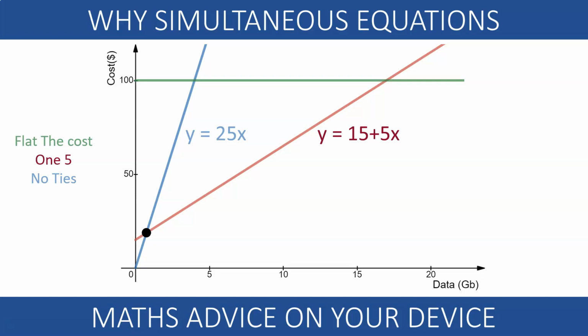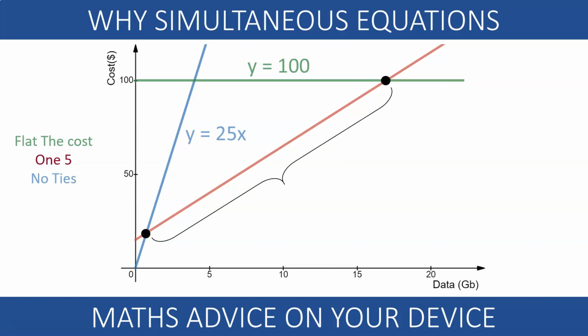The blue and the red line meet at the point with x coordinate 0.75 because 25x equals 15 plus 5x when 20x equals 15. So x equals 0.75 or 3/4 of a giga. If you are planning to spend a maximum of 750 megas, you should go for NoTies. For OneFive to be worth it, you need to spend between 750 megas and 17 gigas.